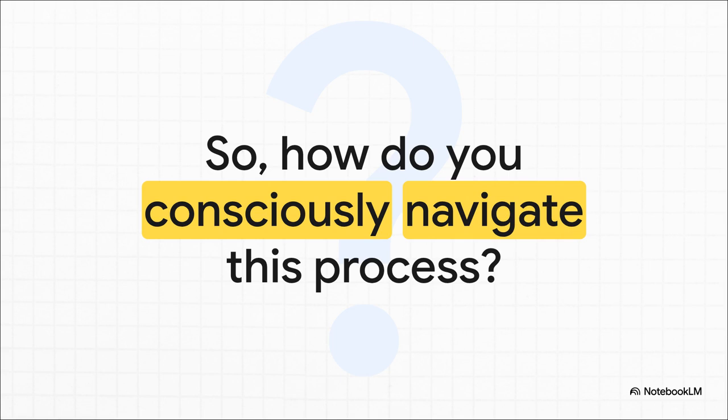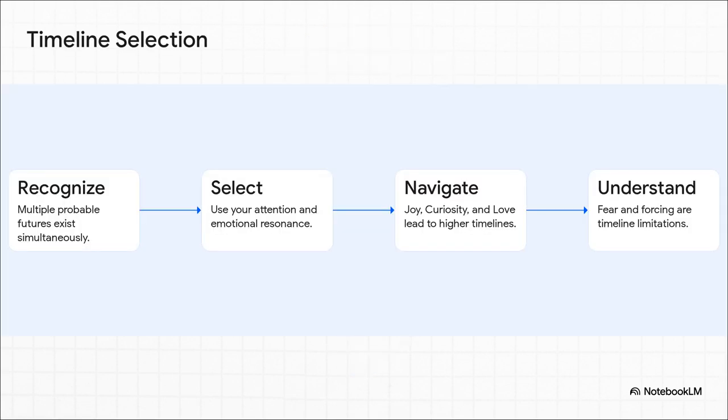If our consciousness is really an active participant, well, how do we get better at navigating the whole process? How do we do it skillfully? And the toolkit gives us a method. The key, it says, is your internal state. Think of emotions like joy, curiosity, and love as your compass and your rudder. They're the tools that help you steer towards more optimal timelines. And on the flip side, states like fear or trying to force an outcome, they're like anchors, limiting your path and keeping you stuck where you are.